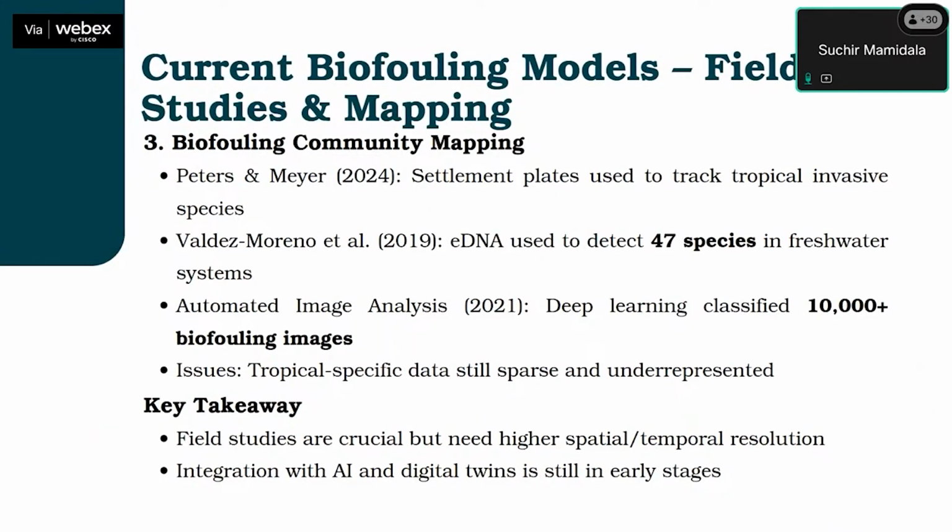The field studies provide vital biological insights alongside modeling. The PVC settlement plates and environmental DNA, also called as eDNA, sampling have been used to detect invasive species in tropical waters. Deep learning has also shown promise, classifying biofouling severity in 10,000 plus images with 90% expert agreement. However, these studies often lack tropical representation or sufficient resolution, underscoring the need to integrate them with modeling tools to build robust predictive platforms, especially for tropical digital twins.